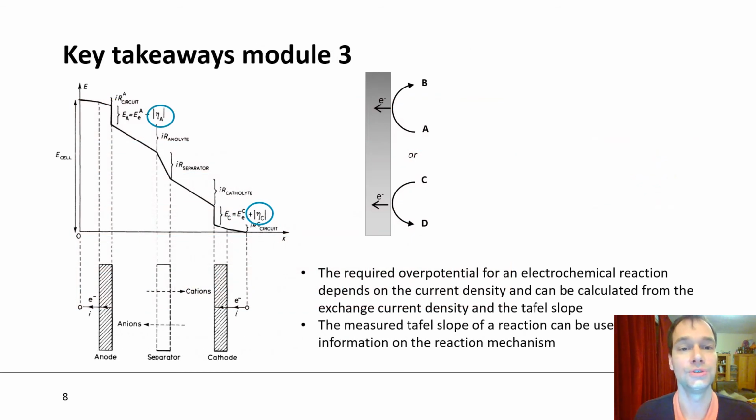Well, this brings us to the end of this screencast and also to the end of module 3 on electrokinetics, where we have covered a lot of fundamentals. But most importantly, you have learned about the Butler-Volmer equation, which you can use to determine overpotentials as a function of current density. And for that you need the exchange current density and the Tafel slope. And that's the other important lesson that you should have learned, is that you can use Tafel slopes to say something about the mechanism of a reaction.